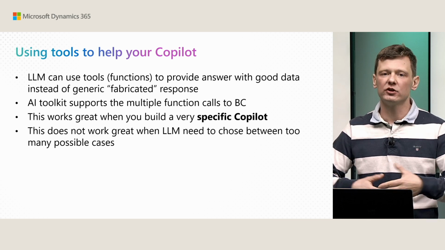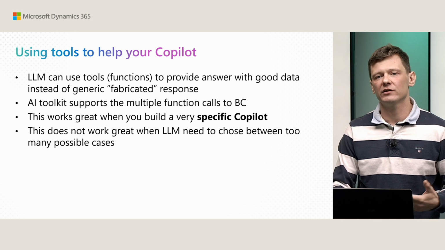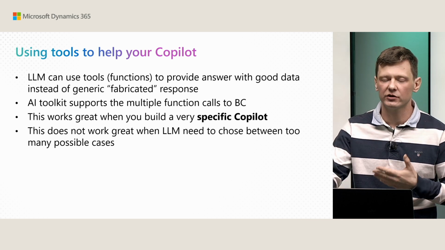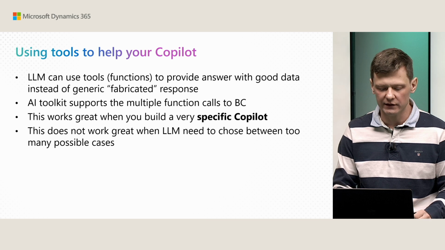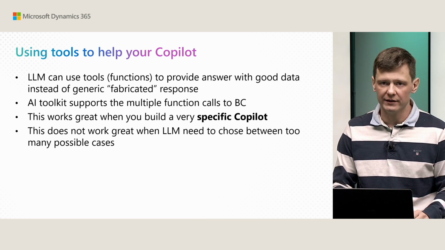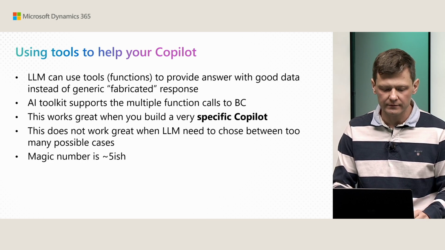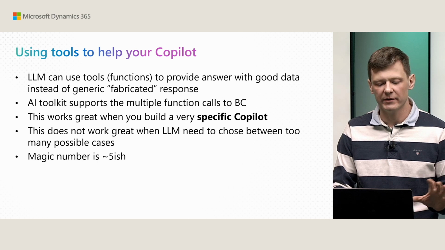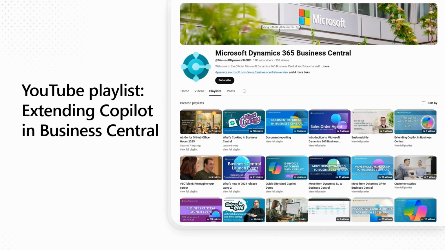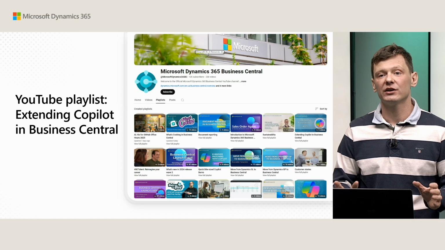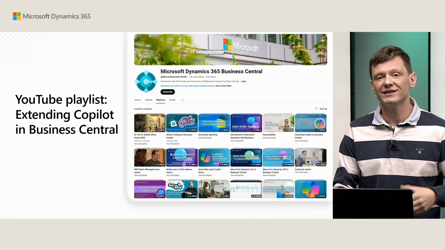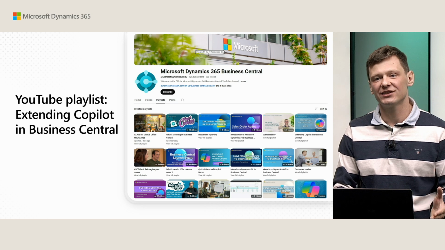Because if you have too many tools, we just don't have enough reliable technology, and the large language model is not really sure which one to call, and it can put your Copilot extension off track a bit. And from our experience, the magic number is around five. But again, try it out, experiment, see what works for you. Over the last releases and this release, we have a number of great videos on how to extend Copilot in Business Central and how to build your own Copilots.